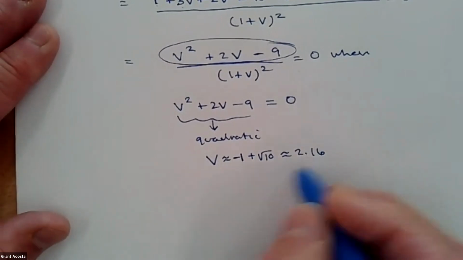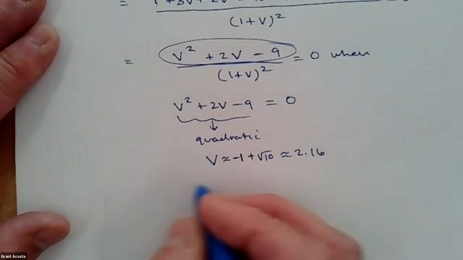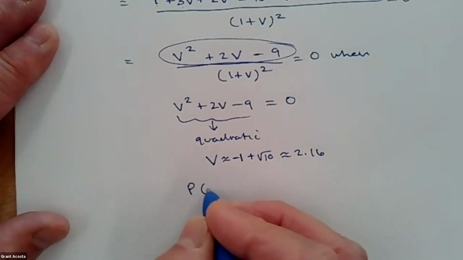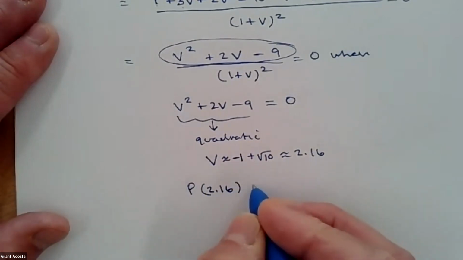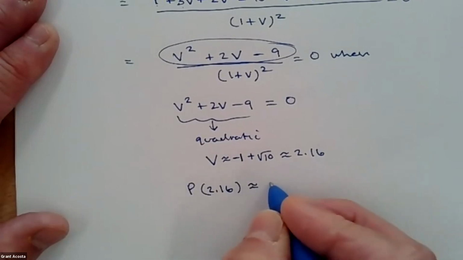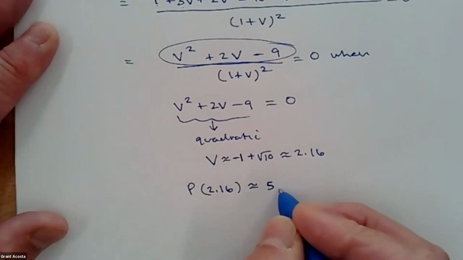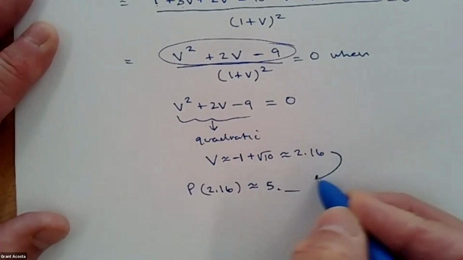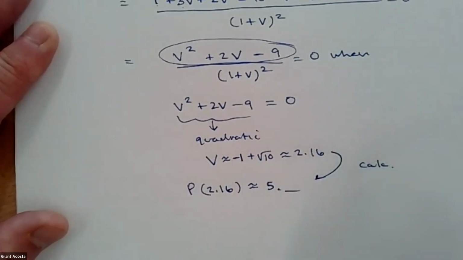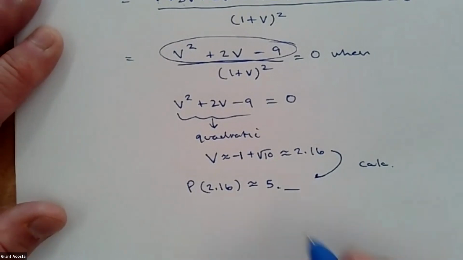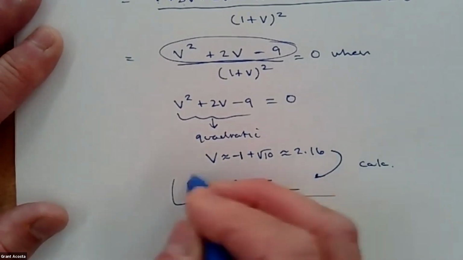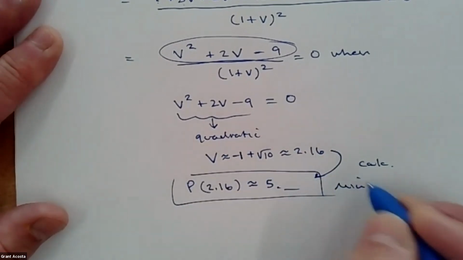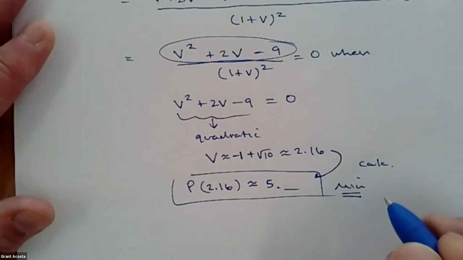And if you plug this in, you kind of need a calculator. If you plug in 2.16, you get a value, I think in the 5s. I want to say it was 5 point something. So this would have to be done on a calculator. And so that would obviously be my min, because that's lower than my two other values. That would be my absolute min.